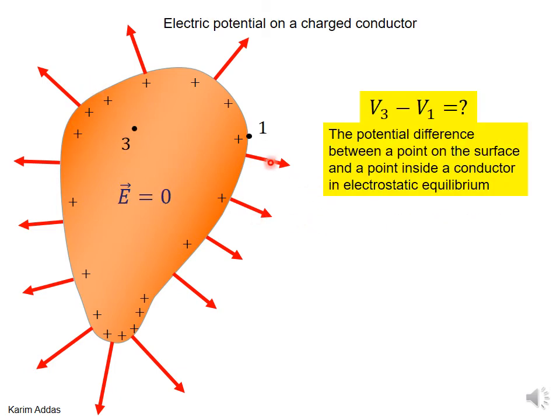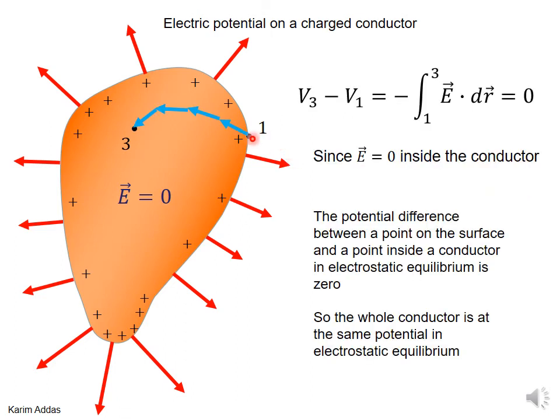Okay, what about if I take a point inside the conductor, point 3? What is the potential difference then between points 1 and 3? Well, if we do the same thing, we make a path going from 1 to 3. In this case, the path exists inside the conductor. Since the electric field is zero everywhere inside the conductor, then E is zero, then the potential difference is zero. That means V3 minus V1 is zero.